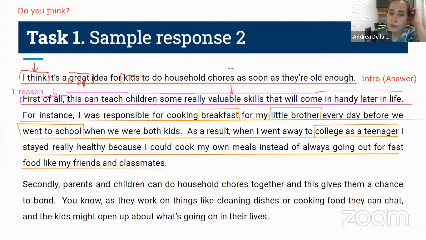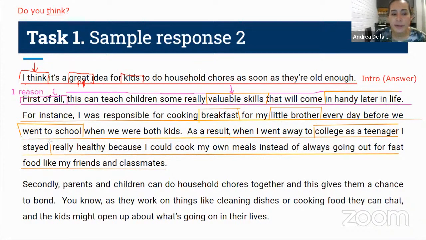So his example, do you guys think that it's illustrating his reason? That children learn valuable skills. So is cooking a valuable skill? Yes, according to this example it is. That will come in handy later in life. Does this skill he learned come in handy later in life? Is it helpful later in life? Yes, it is, right? Because it helped him when he went away for college.